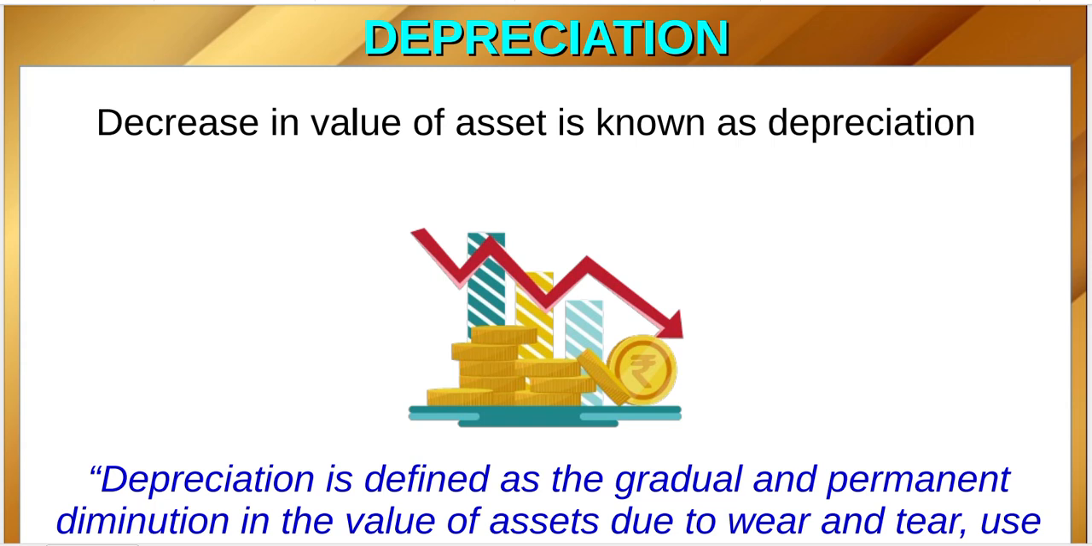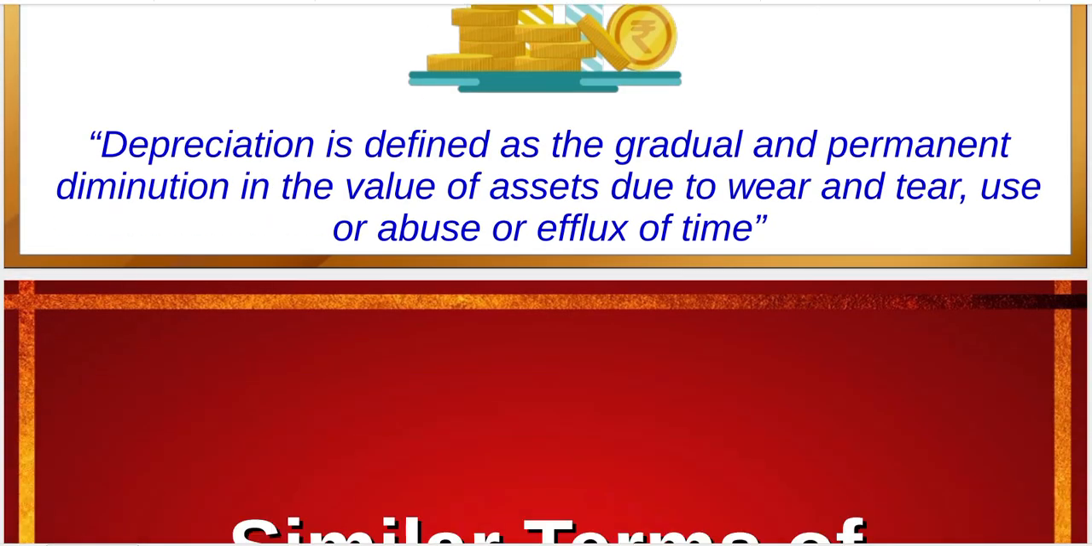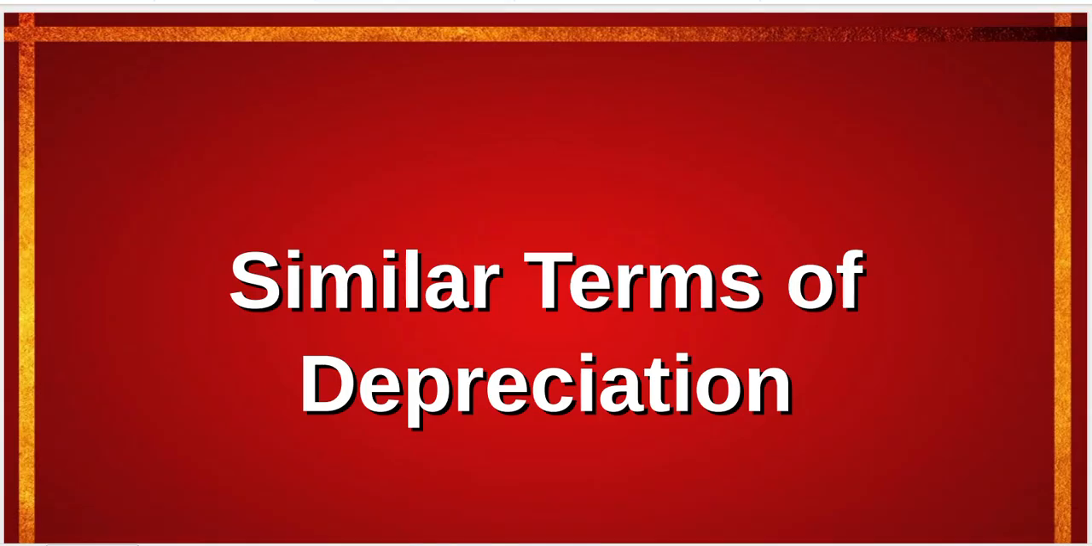It is defined as the gradual and permanent decrease in the value of an asset due to its regular use, constant use, or the afflux of time, or because of any accident or abnormal causes. Right? So that is depreciation. Now, the similar terms which also mean depreciation.